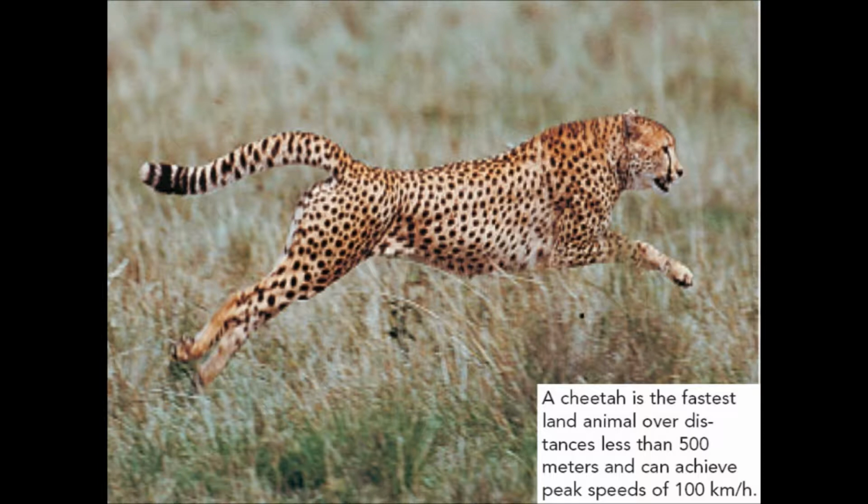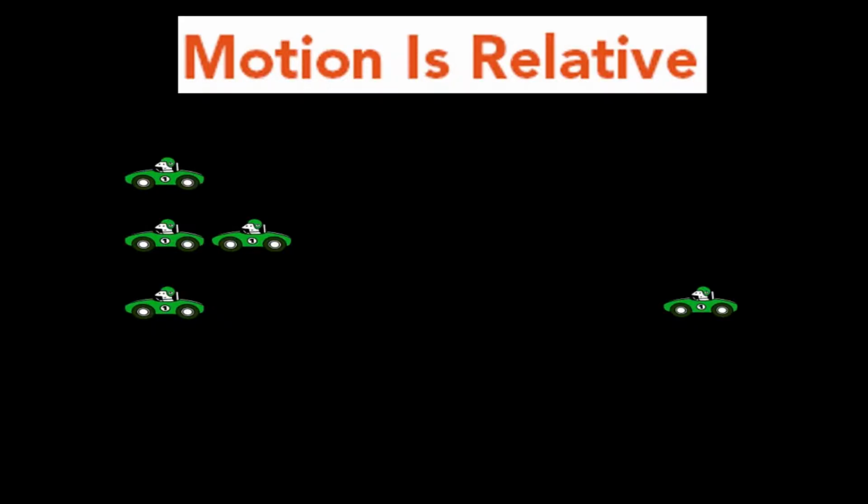If you're on the E10 or E22 or some other big road and you're neck and neck with another car, what's your speed relative to the car that's going the same speed? Let's say you're both going 120 kilometers per hour. Well, your speed relative to the car is 0. Relative to the ground, your speed is 120 kilometers per hour.